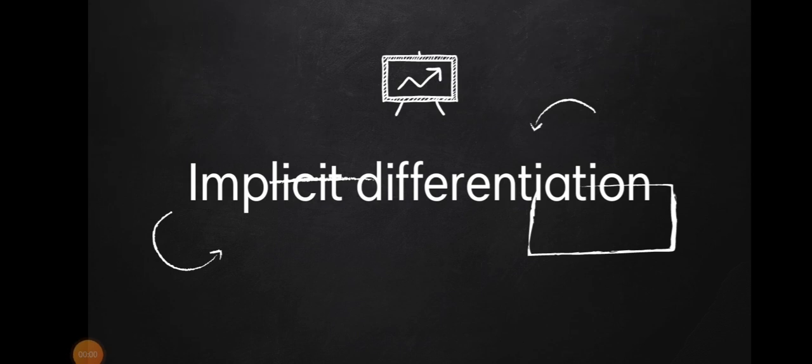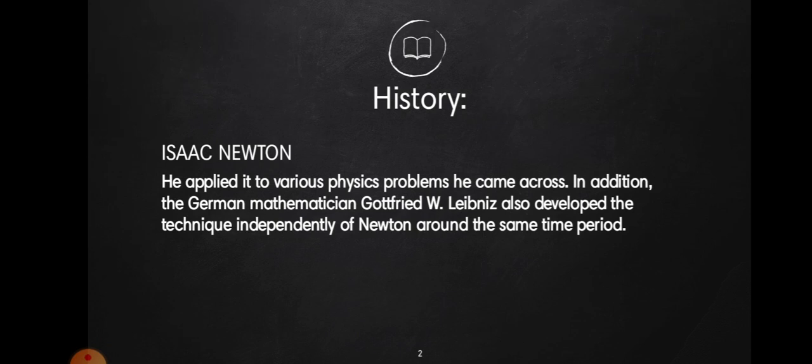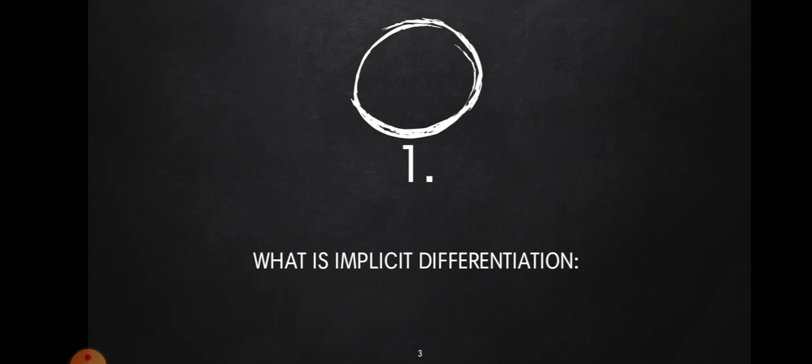Today we're going to discuss implicit differentiation. The history of it is that Isaac Newton applied it to the various physics problems he came across. In addition, the German mathematician Gottfried Leibniz also developed the technique independently of Newton around the same time period.